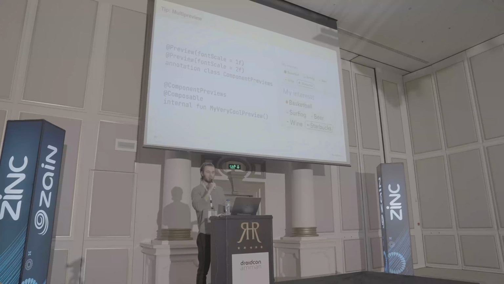And a small tip for using previews: you can actually save some time using a strategy called multi-preview annotation. Basically, in Compose, you can put a preview annotation on a composable function, and it's going to show you the result in the IDE. But you can put more than one, and then you combine them and make them reusable. So in this case, we do a font scaling annotation, and instead of writing two previews with different font scales, we can write one preview, and then it will generate two screenshots with different font scales, like we see in the pictures.